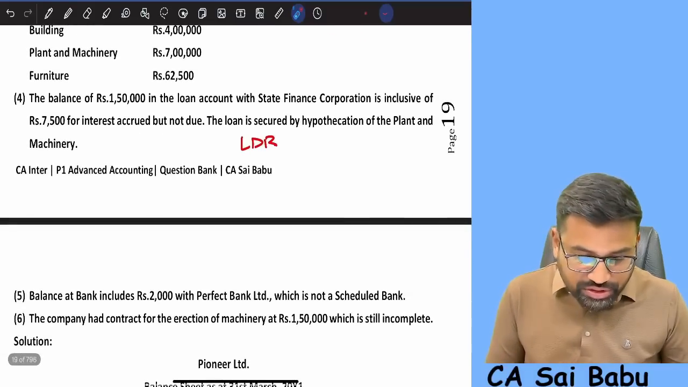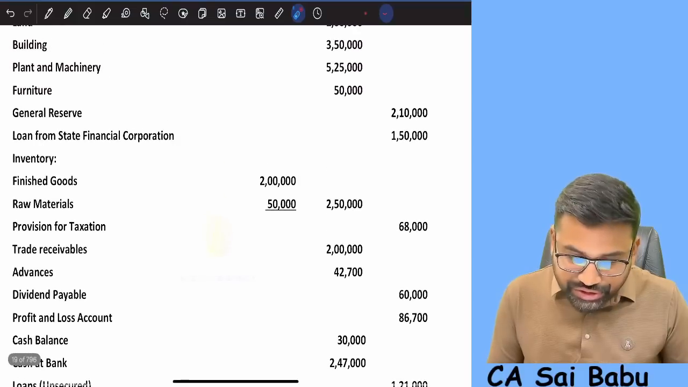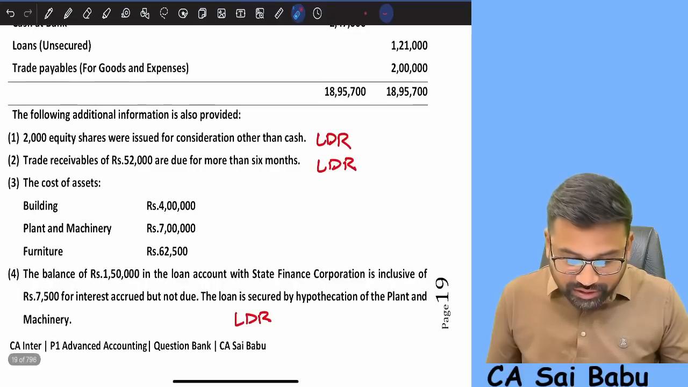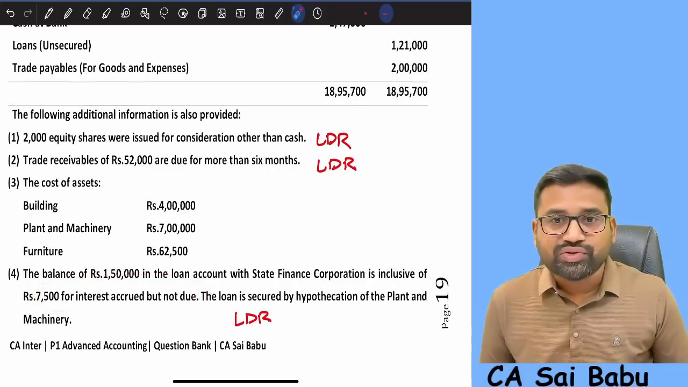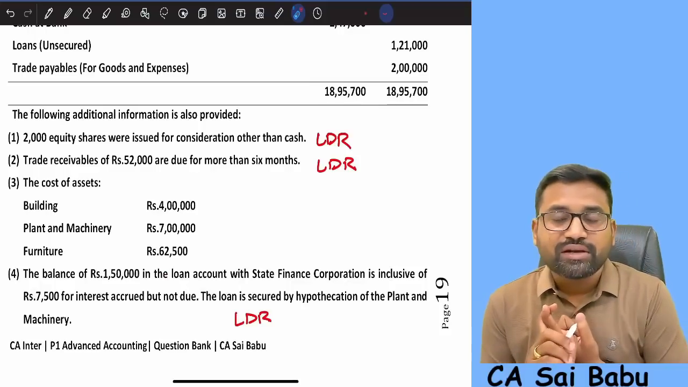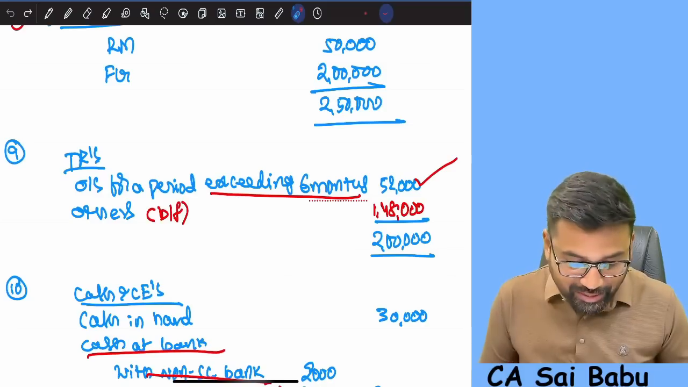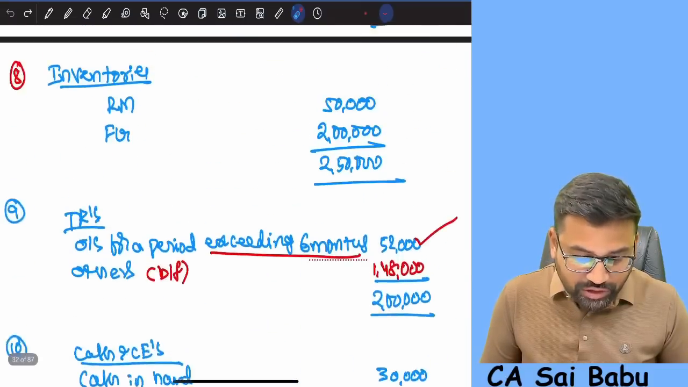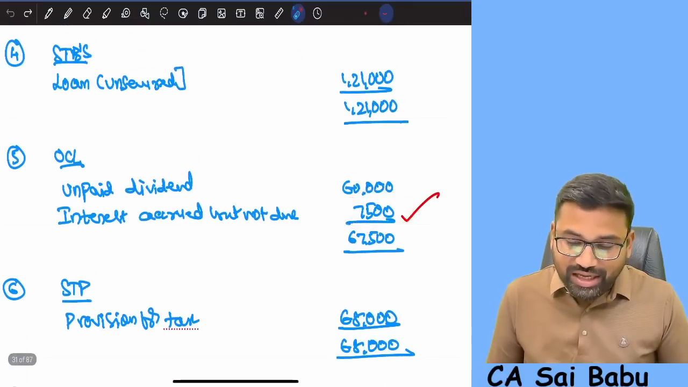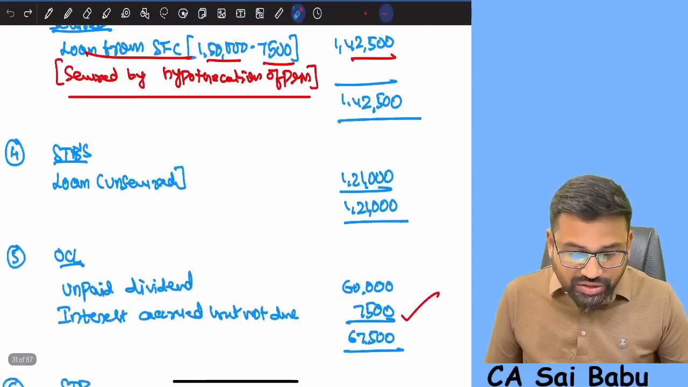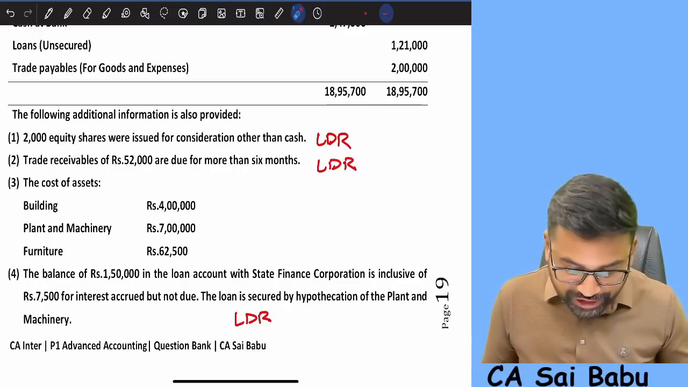And also in this question, there is a loan from State Financial Corporation. See this, 1,50,000 loan is there. This 1,50,000 includes interest accrued but not due of 7,500. Now, according to Schedule 3, interest accrued but not due will be shown as a part of other current liabilities. So from this 1,50,000, the 7,500 we need to show as a part of other current liabilities. Only the balance 1,42,500 will be shown as a part of long-term borrowings. This is one important adjustment.